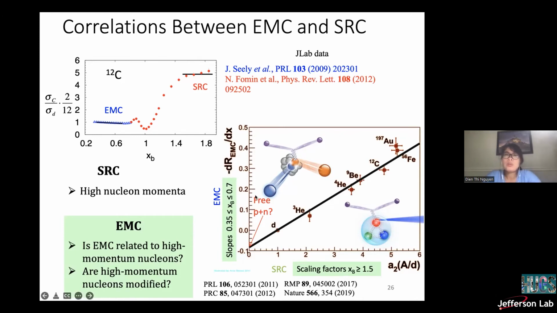So when we plot the EMC slope and the A2 together in the same plot, you can see that there is a linear correlation between them. That is when the thought becomes more clear: it looks like they have some connection between the two effects, SRC and EMC.